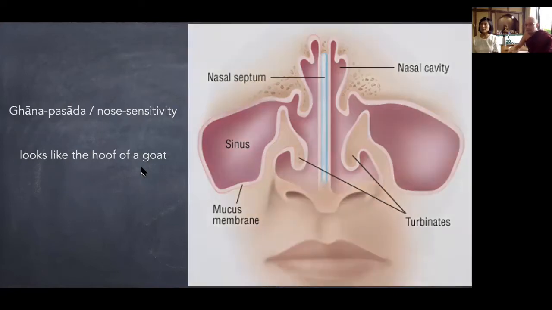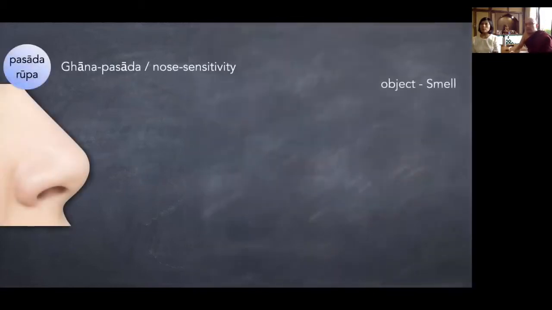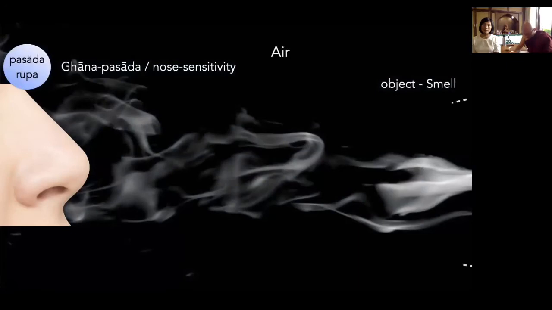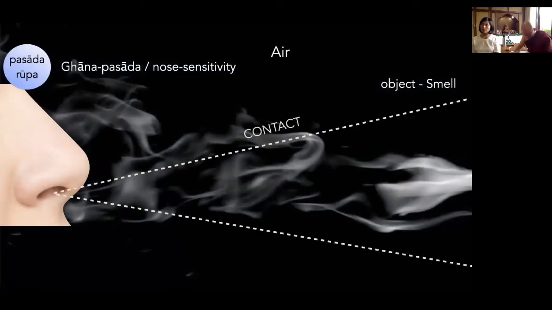Yes, so in the same way, when nose sensitivity and smell, its object, which is also a type of material property, come into contact, then nose consciousness arises. So here we have the two pairs: nose sensitivity and its object, which is smell, also a material property itself. Okay.